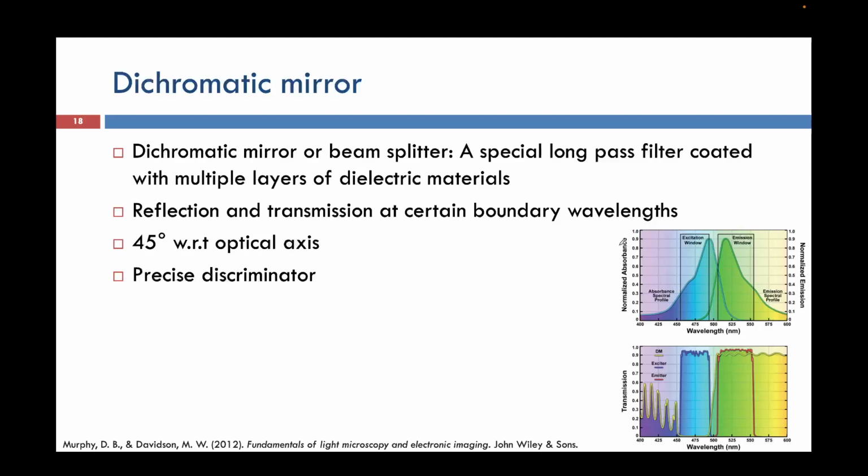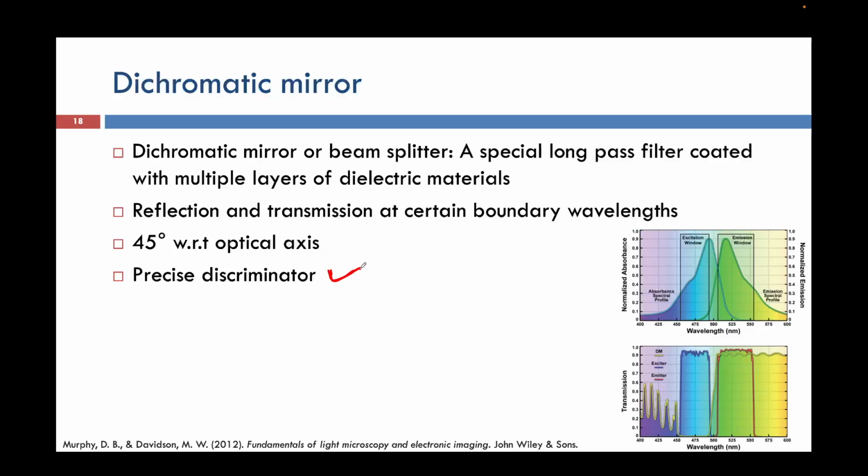That means it is not allowing the green color beam. If you remember from the previous slides, it is not allowing the green color beam to transmit through it. Rather, it is allowing the red color light to transmit through it. So it is a precise discriminator.